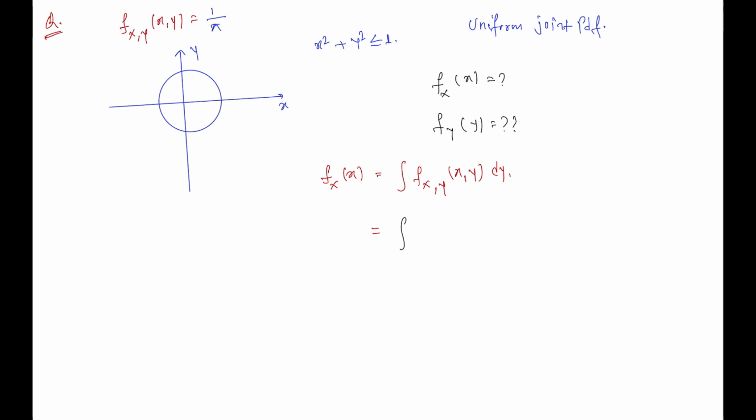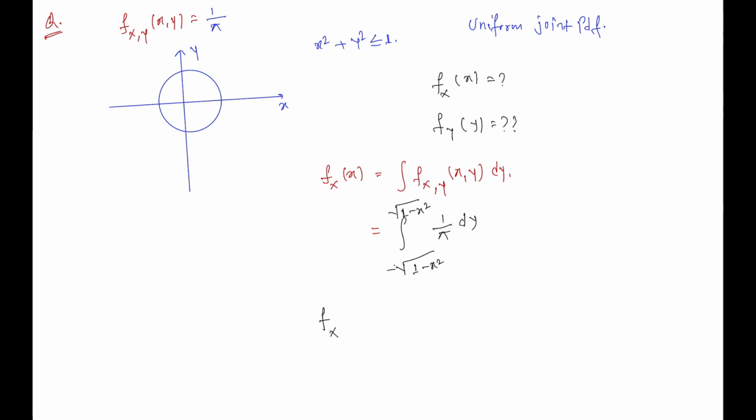So the integral, for a fixed value of x, the y varies from minus root over 1 minus x square to plus root over 1 minus x square, right? And what's the joint PDF? That is 1 divided by pi, and here you will have the dy, right?